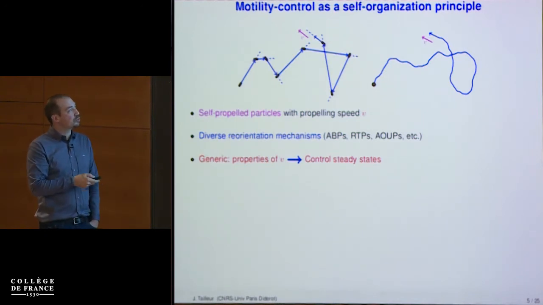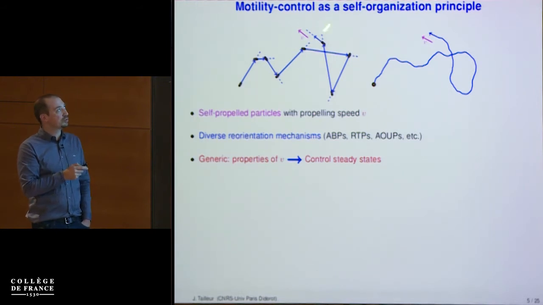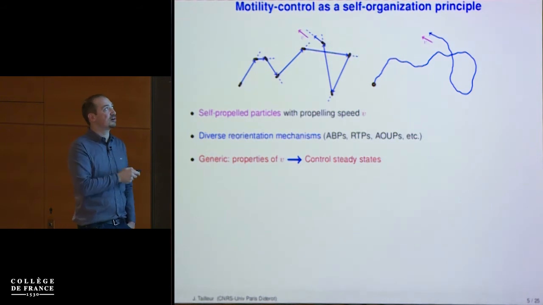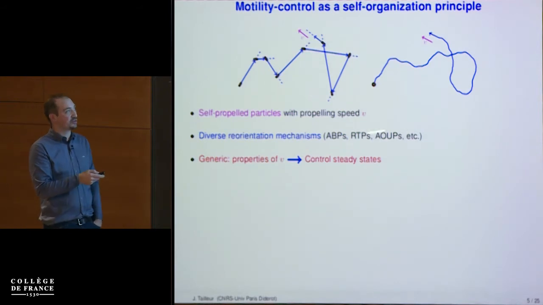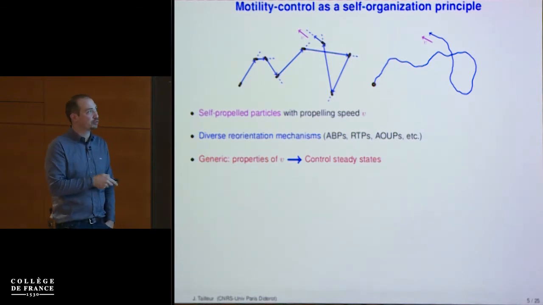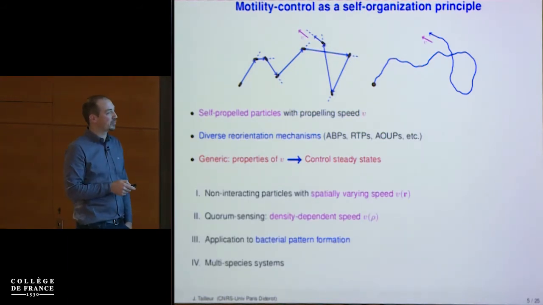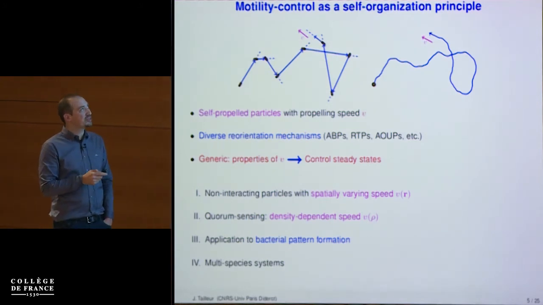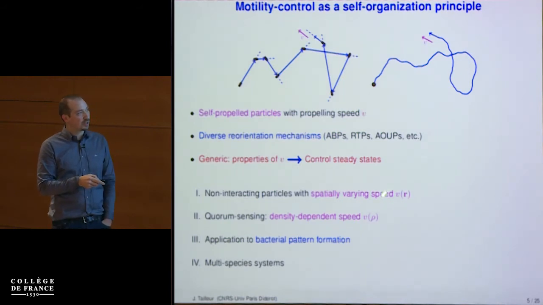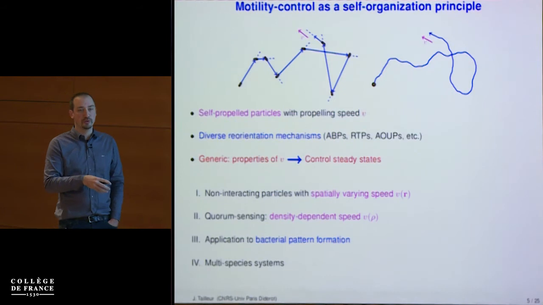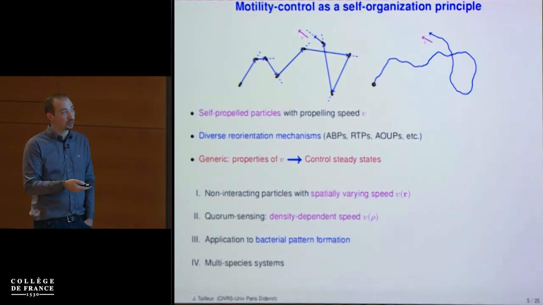And what I would like to show you today is that what you know about the statistics of the velocity can allow you to infer statistics of the steady state, and how the properties of v can control the steady states. I'll be going briefly through 4 different parts. The first one will not really be self-organization, it will be driven organization. And what I will show you is that if your swim speed, your self-propulsion speed, is not uniform in space, then your steady state will not be uniform and you can control it, and you know what it is.